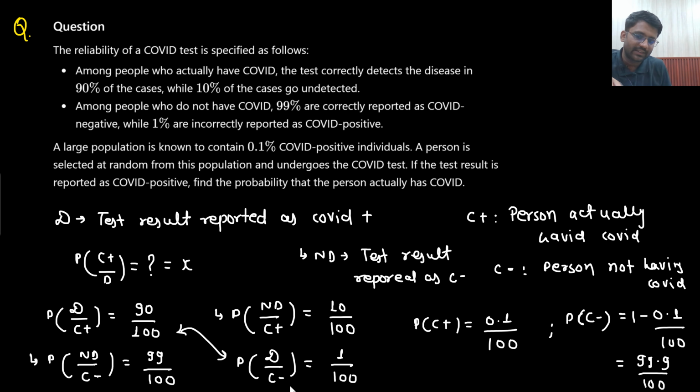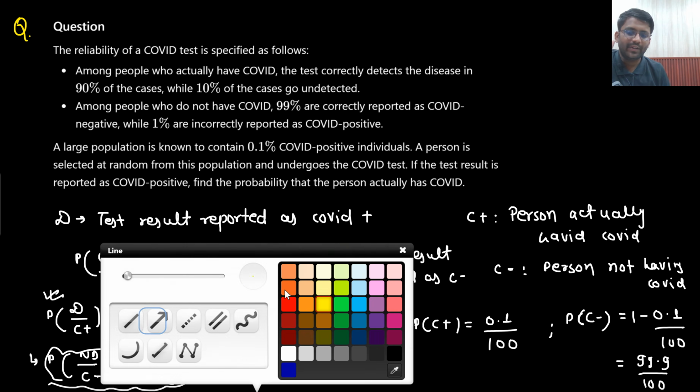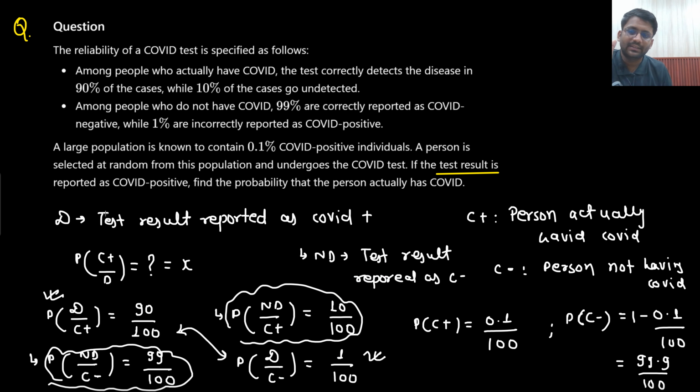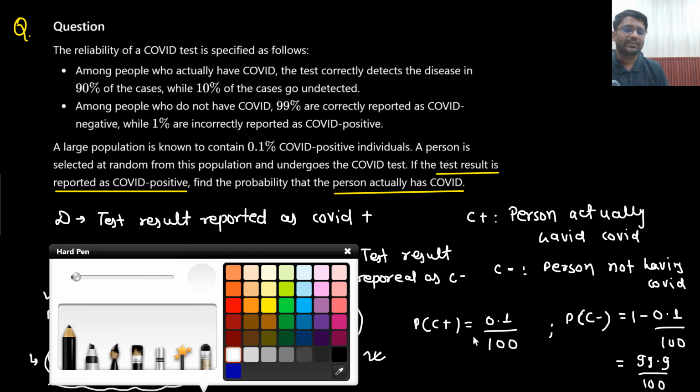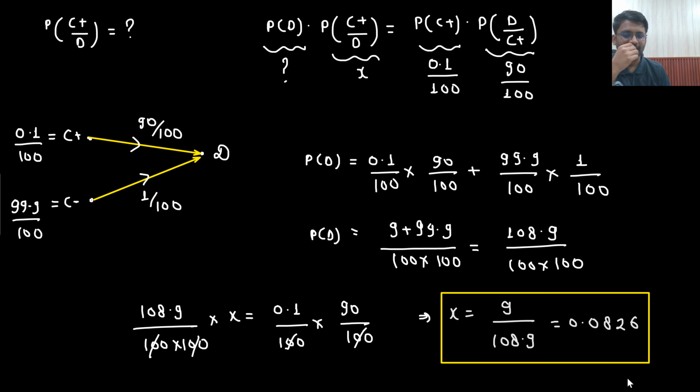Did you notice one thing, that this is not even used, and this is not even used, right? Only these two were used. That's why I was not caring about the test result as COVID negative, because I need to care about the test result as COVID positive. If I read the last line, I only need to care about test results as COVID positive. Find the probability that the person is actually having COVID. So person actually having COVID detected positive, not having COVID detected positive. These two I need to care about. Job done. That's it. Okay. So this is the answer, 0.0826.